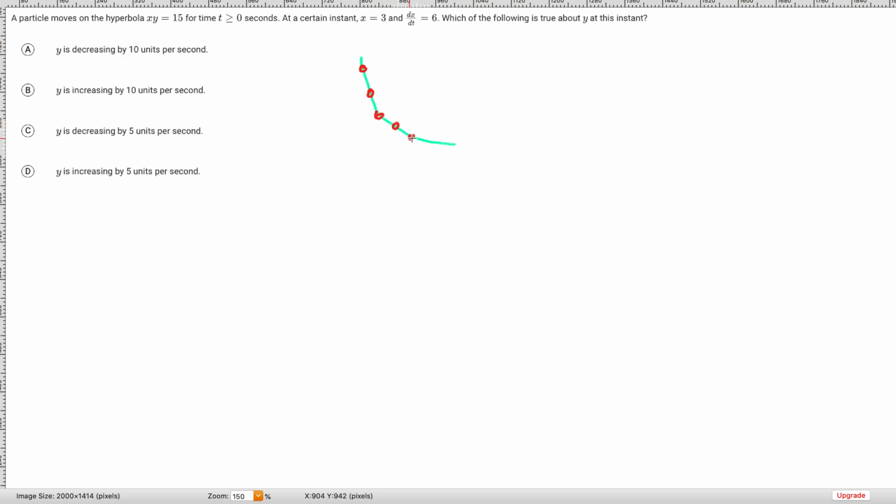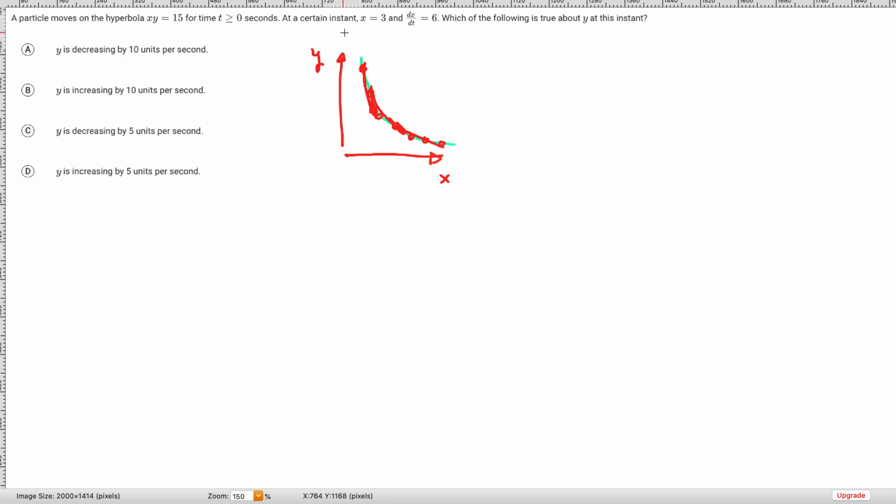You want to think of this curve like a track, and these x and y values are going to be changing as time goes on. Now, it could be moving along this curve in a very strange way. It could go down and then it could come up and then it could go back and forth, but it's moving along this hyperbola.